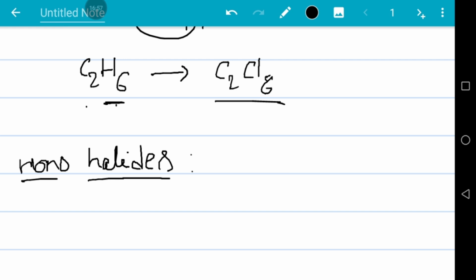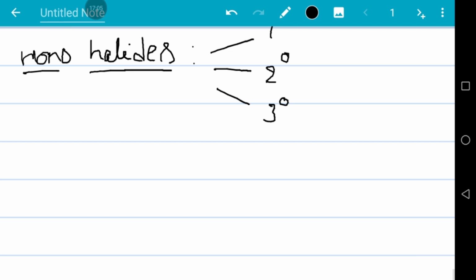So here, monohalides are again classified into primary halides, secondary halides and tertiary halides. So this is the classification. This is based on the nature of the carbon to which the halogen is attached. Based on that nature, these monohalides are again classified into primary, secondary and tertiary.